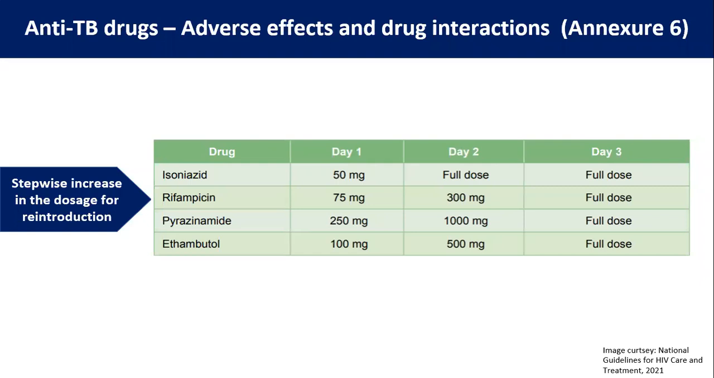If tolerated, then after that, on the fourth day, we are going to introduce 250 milligram of pyrazinamide. If it is tolerated, then we make it 1000 milligram on the next day. And if tolerated, we continue the full dose. Thereafter, on the 12th day, we introduce ethambutol 100 milligram the first day, then 500 milligram. If tolerated, then we continue full dose.